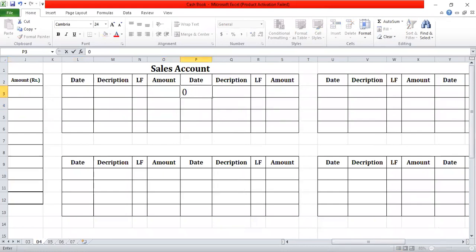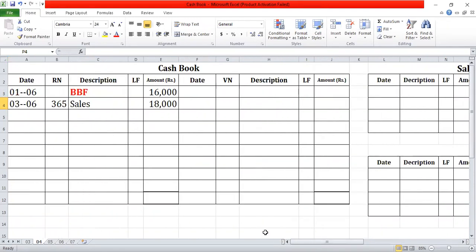Okay, 3rd of June. Description cash, amount 18,000. This is how you record the double entry to the transaction on 3rd of June. Okay, great.